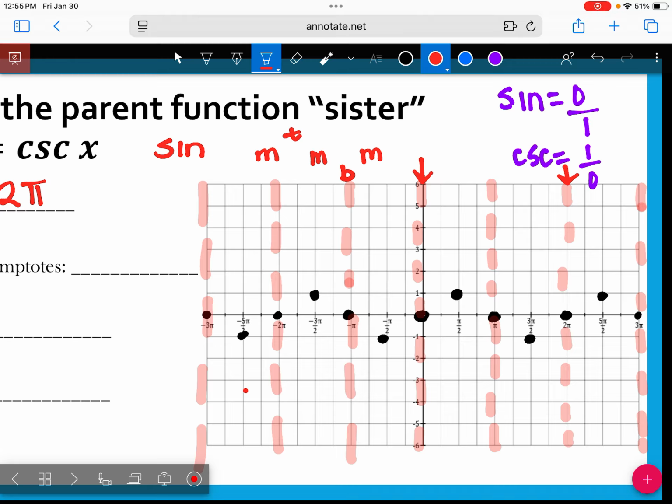Okay, so we have our asymptote. Do we have an asymptote at 0? At x equals 0, do we have an asymptote? Yes. So we're going to start. My first asymptote is at x equals 0. And it's plus and minus. It's always half of the period. So if my period is 2 pi, what's half of 2 pi? Pi. That's why it's pi.